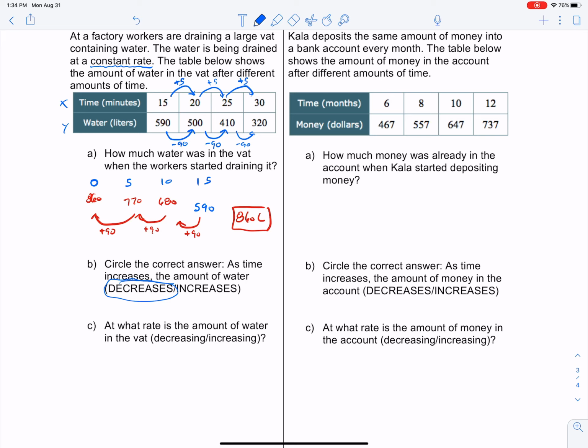Well, the change in y we said was 90, and then the change in x was 5 minutes. If we divide by 5, you get a simplified fraction of 18 over 1, which is 18 liters per minute. 18 liters per minute. So that would be our slope.